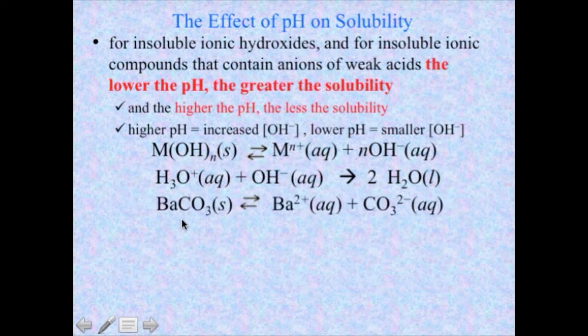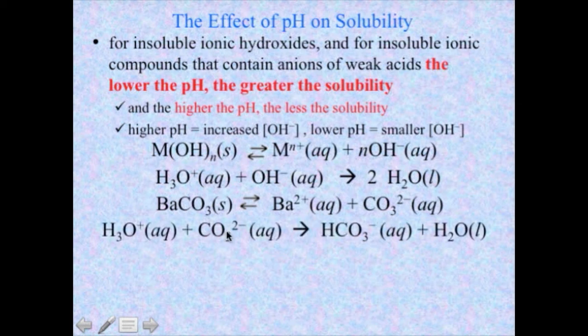The same is true with an anion of a weak acid, like barium carbonate, which dissolves to form barium ion and carbonate ion. But carbonate ion reacts with hydronium ion to form bicarbonate and water. Bicarbonate also reacts with hydronium ion to form carbon dioxide and water. So you lessen the availability of carbonate ion, the system responds by shifting to the right to the more soluble barium ion aqueous and carbonate ion aqueous.